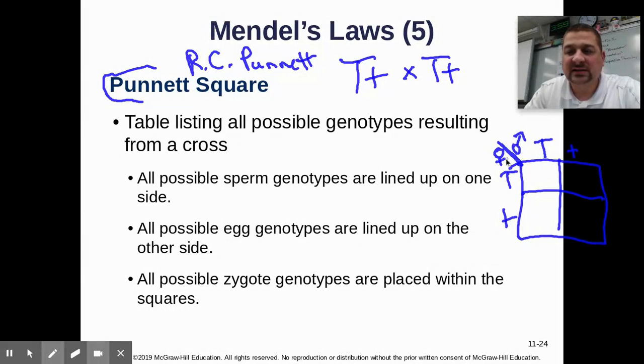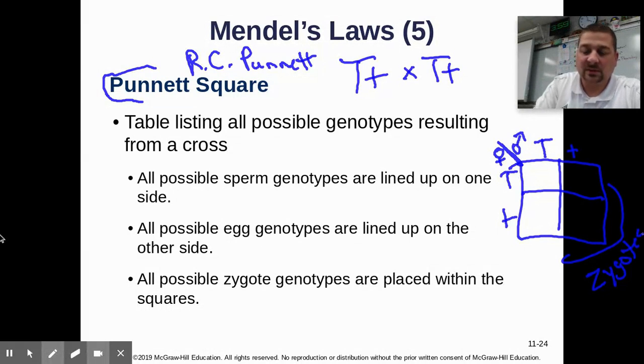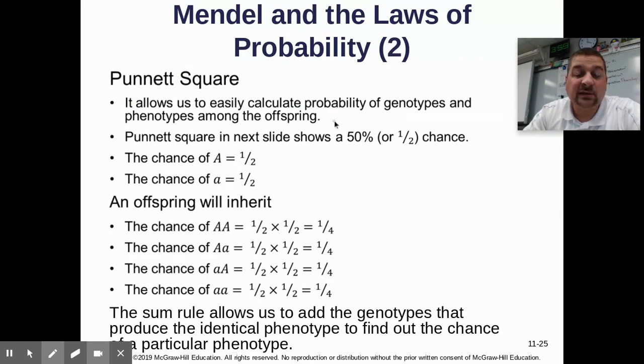Possible sperm on the top, egg down the side, and then the possibilities in here would be the possible zygotes. So you'd see all possible zygotes, and we just fill it in. Big T, big T, big T, little t, big T, little t, little t, little t. And then you can count them up, and you get your phenotypic and your genotypic ratios. The Punnett square just organizes it for us. It makes it easy to calculate probabilities of the genotype-phenotype ratios.